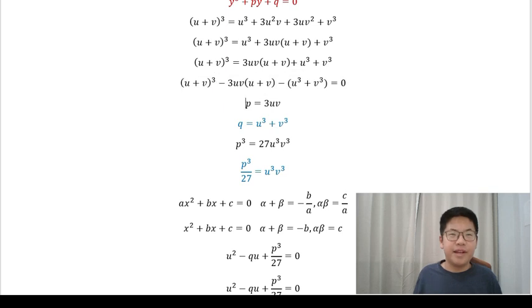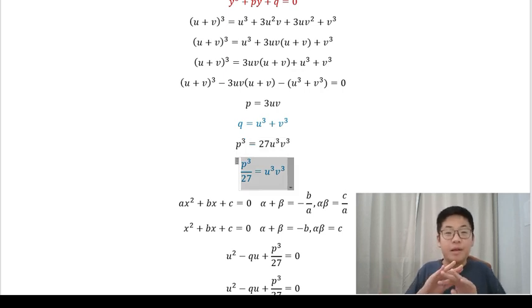Now, here's the genius bit. p equals 3uv and q equals u cubed plus v cubed. The reason why I highlighted this equation blue is that we're going to see something magic happen. So p cubed is 27u cubed v cubed, and p cubed over 27 is u cubed v cubed. Again, I highlighted this equation blue because this is completely magic.